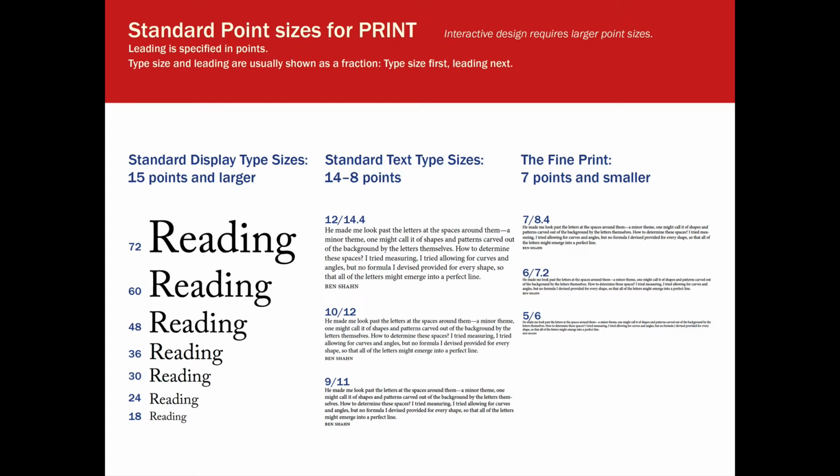The standard text type sizes are between 14 and 8-point, although most text type is either 10 or 11-point, and that's a good place to start. Anything larger is considered a display, headline, or decorative type, and anything smaller is very, very difficult for most people to read.